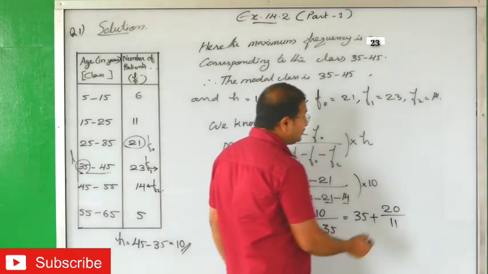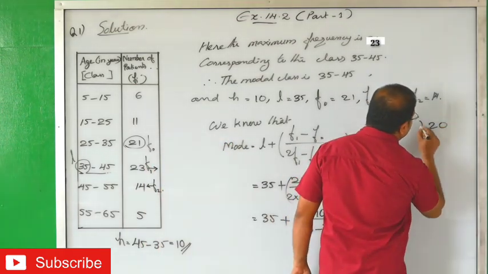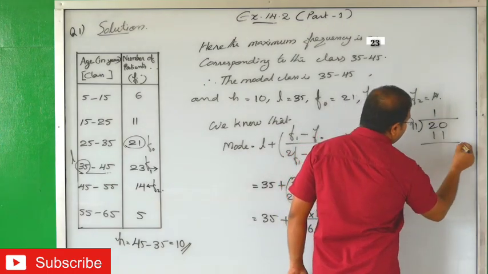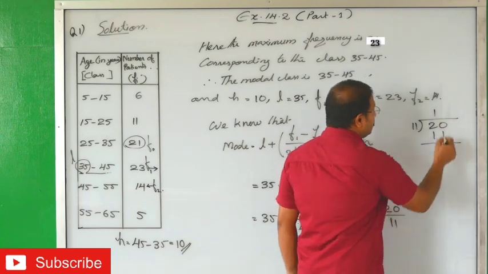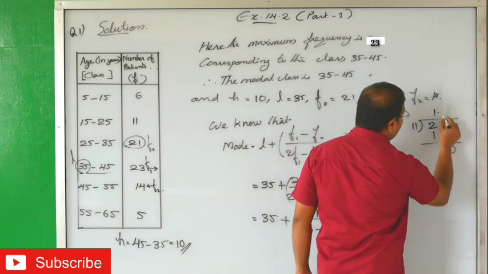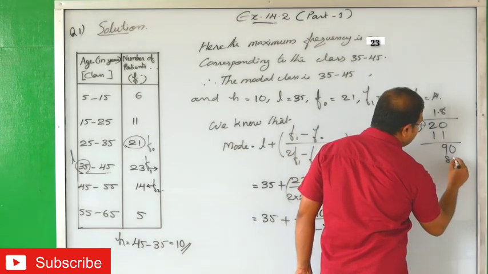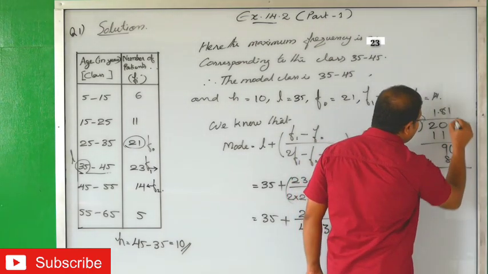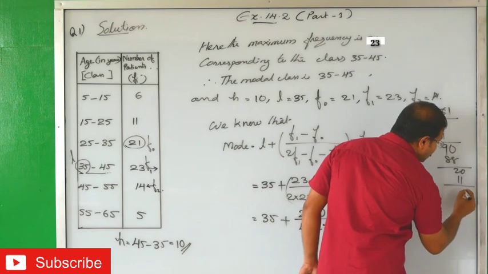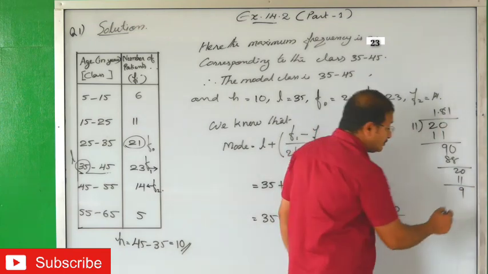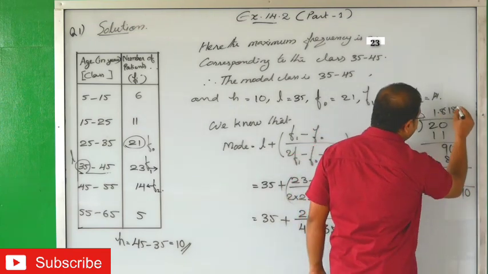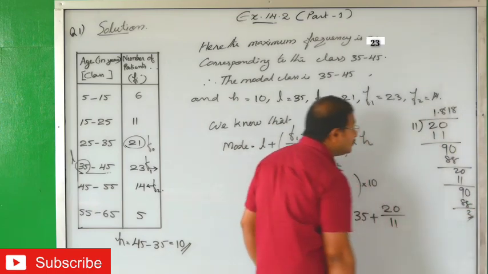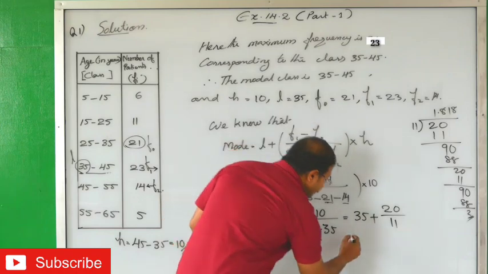Ready? Now we will divide it. 20 divided by 11. 11 ones are 11. Balance is 9. Put 1.0. Now 8 11s are 88. Balance is 2. 2 means 20. Now 1 time 11, we got 9. 9 means 90. Now 8 times 11, how much? 88. Ready? That means what will you do here?